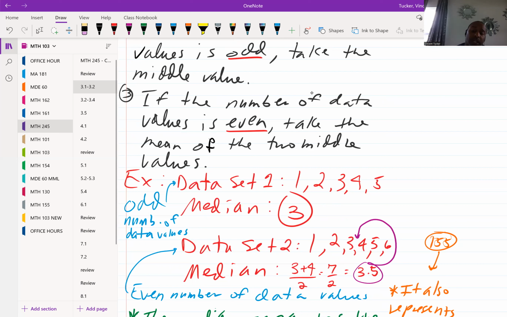So now if you have an even number of data values, like the second data set, 1, 2, 3, 4, 5, 6, we don't have a legit middle number. So what we do is take the two middle numbers, which are 3 and 4, add them together and divide by 2. And that'll be 3.5. And you notice 3.5 fits right in the middle of the data set, splitting it in half. So once again, if it's odd, you take your middle number. If it's even, you take the two middle numbers, add them together, and divide by 2.